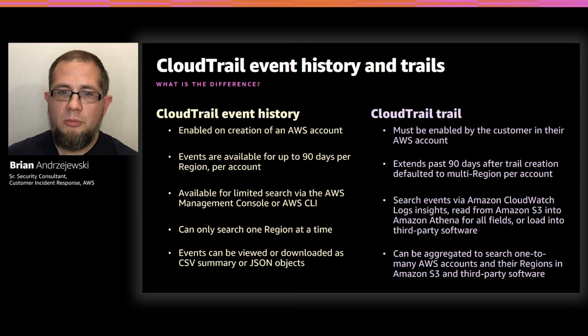With the CloudTrail API, to access that API, you can either do it through the Amazon Management Console or the AWS CLI. A CloudTrail trail, when you configure it in the AWS account, can extend past those 90 days as an archival log. It can be multi-region, and then you can aggregate one-to-many accounts into the same S3 bucket for archival if you choose to do so. With native AWS services like Amazon CloudWatch Logs Insights and Athena, you can aggregate and review those logs as you need to, and in addition, using third-party software.